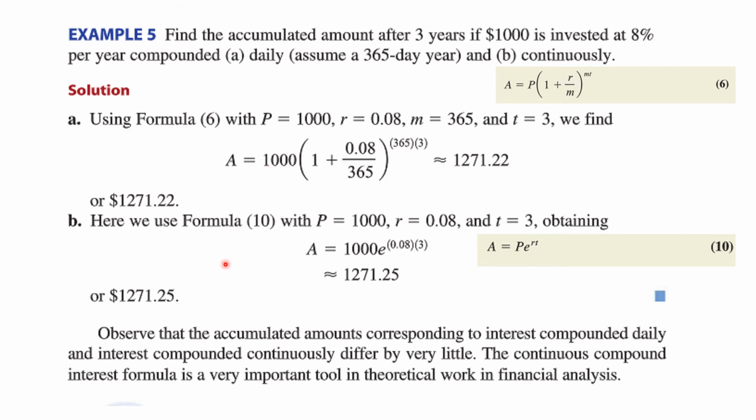Now, if we use formula 10, which is over here, the amount is equal to P e to the rt. That is the continuous formula. You get this. Not much difference. It's 3 cents difference. So you see those differ very little, and that's one of the reasons that continuous compounding is something that really is used for quick calculations. It's a very important tool, especially in theoretical work in financial analysis.